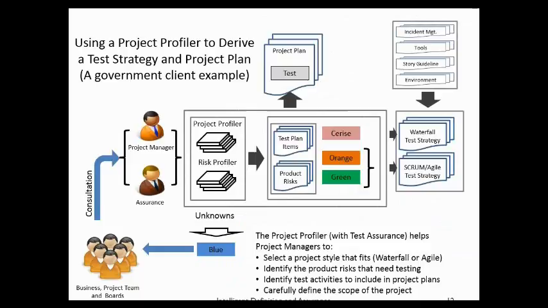So the project profiler helped the project manager to select a project style that fitted the project itself. It wasn't a case of this is a waterfall project, this is an agile project. It was: this is a project, which pathway should we take, and which test activities should we incorporate into our projects.